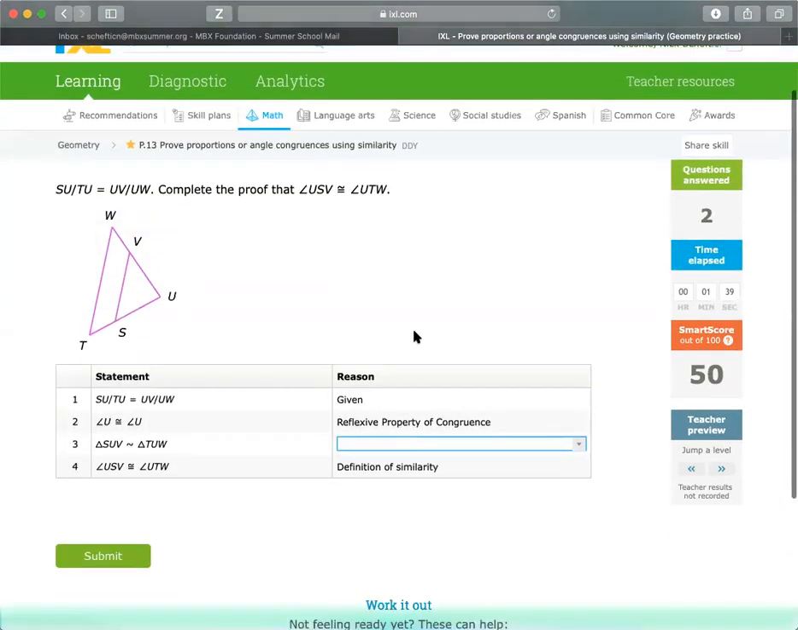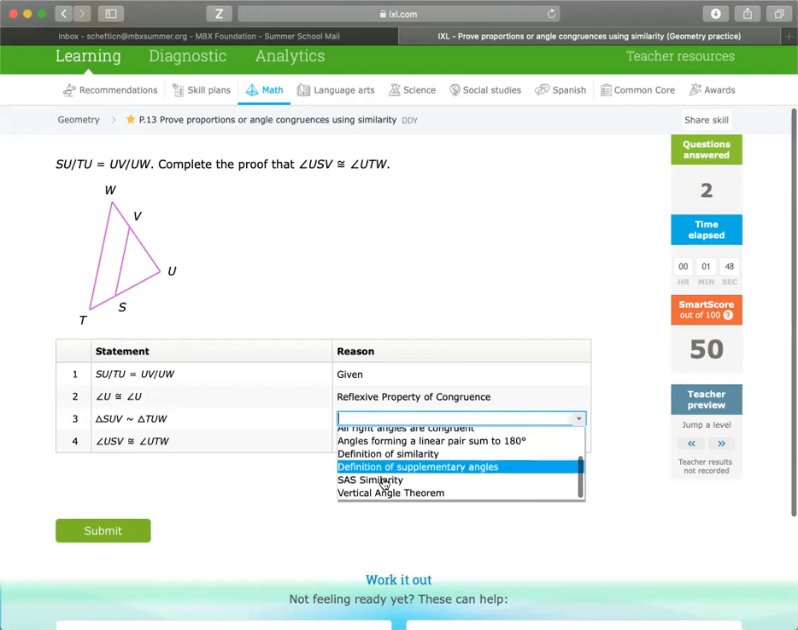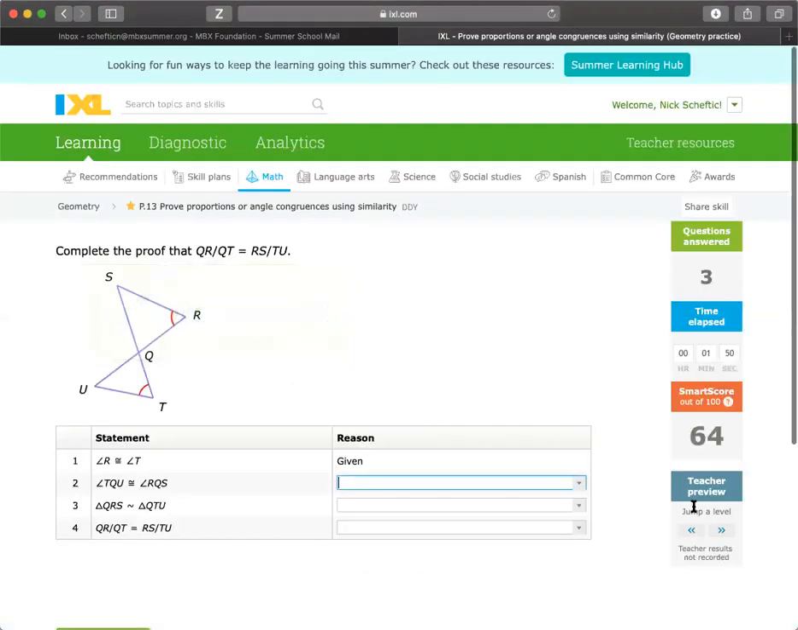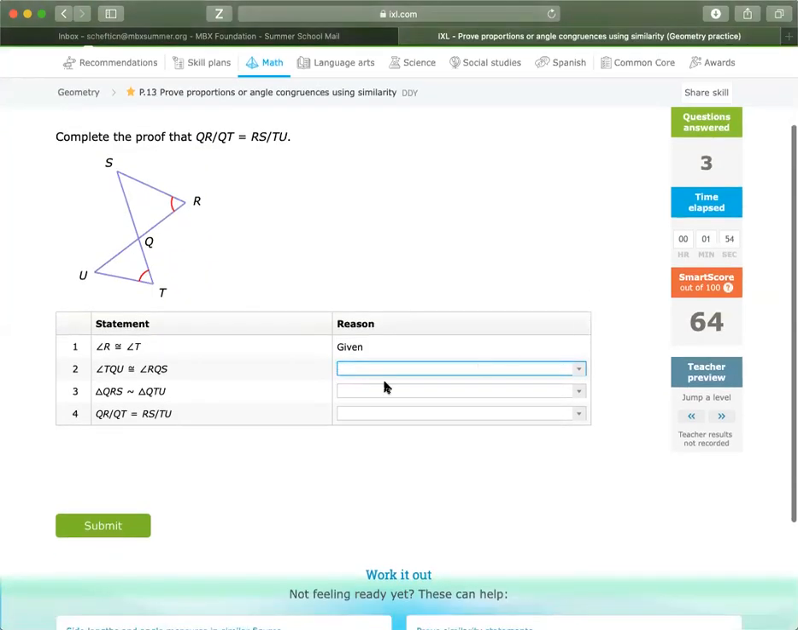All right, another one. What are they giving us here? They've got a side, a side, and then they have an angle U. So again, that's going to be SAS similarity. All right. Then you get down to more of these, so you're just going to have to go through them.